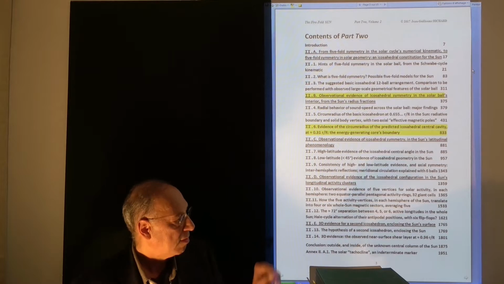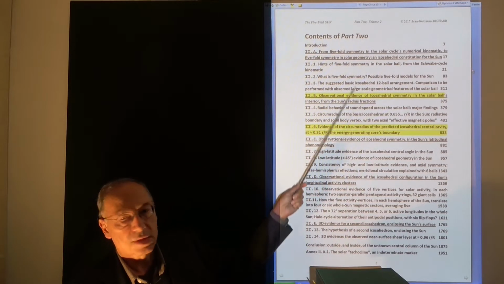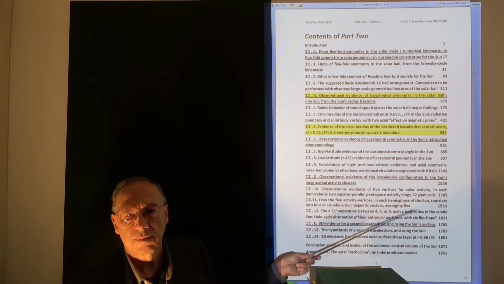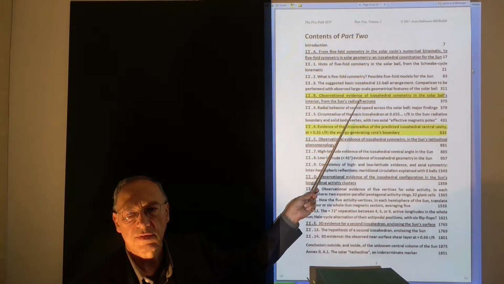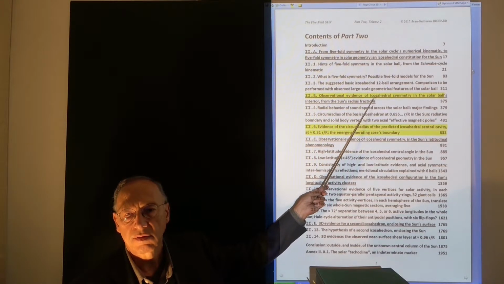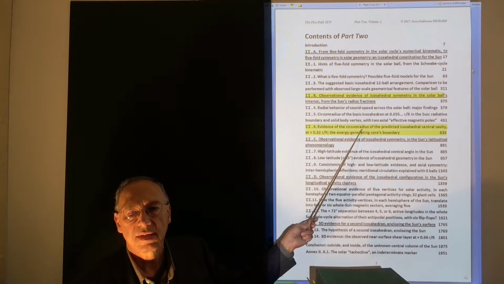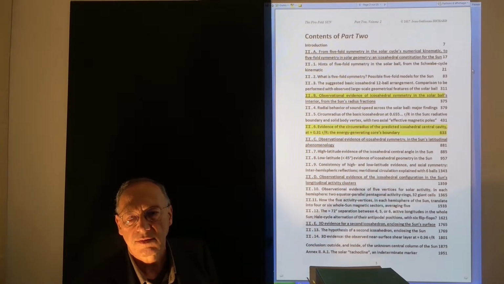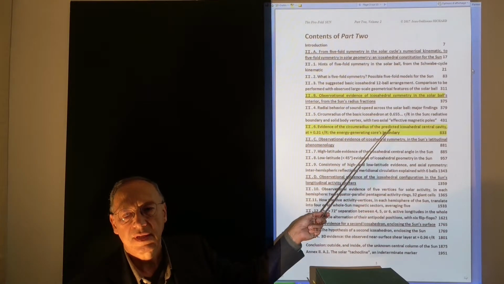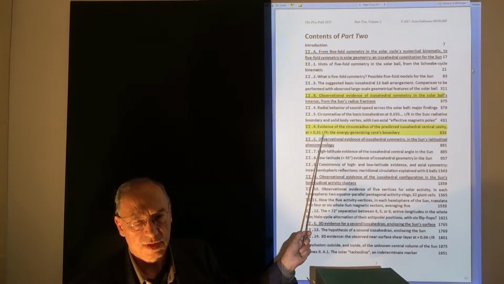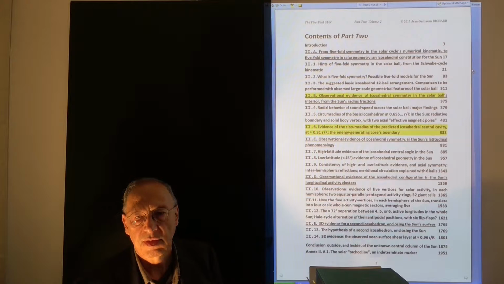You see in the contents of part 2, which is quite a long part divided in several volumes in the text version, we are in part 2b, observational evidence of icosahedral symmetry in the solar ball's interior from the Sun's radius fractions. And we are in section 6, which is, as said, evidence of the predicted icosahedral central cavity, which is predicted by icosahedral symmetry to be located at 0.31 radius fraction of the solar photospheric radius.